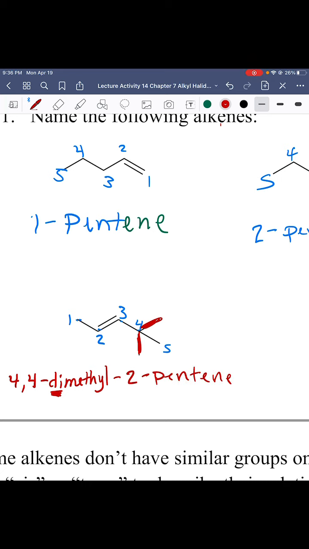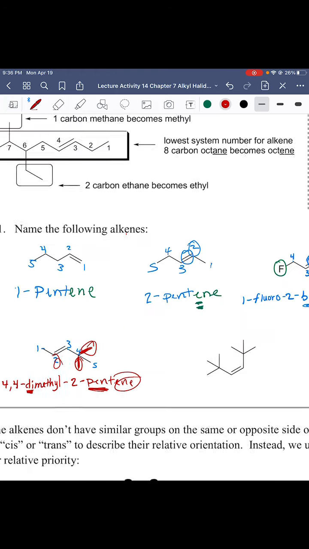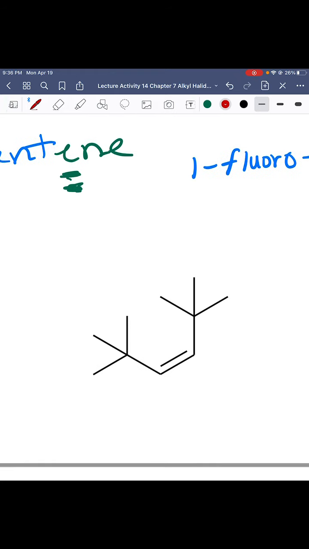Is that right? Yes, let's see. So 4, 4, dimethyl, we have 2 methyls. And then our double bond is on our 2 carbon. And because we have a 5 carbon chain, we have a pent and our suffix -ene because we're dealing with an alkene. And let's take a look at this one.